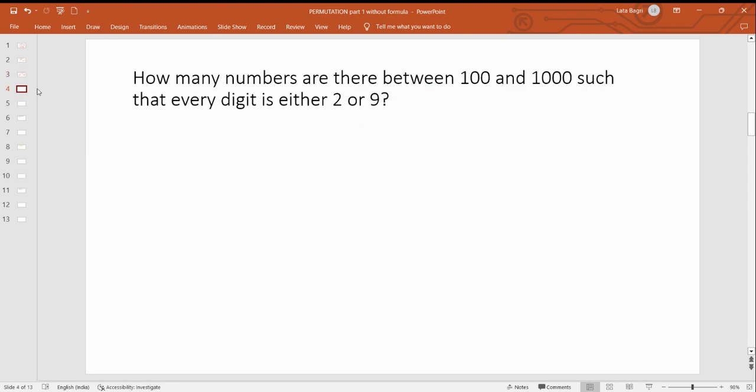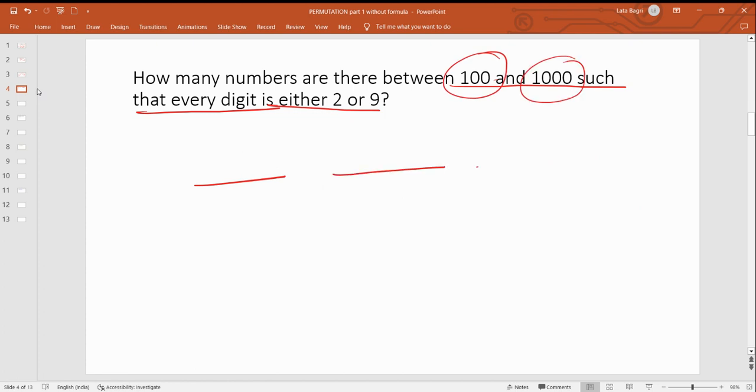Let's look at another sum. How many numbers are there between 100 and 1000 such that every digit is either 2 or 9? Numbers between 100 and 1000 are going to be 3 digit. Now we have to fill the hundreds place, tens place, and ones place. I can fill the hundreds place in two ways. It can either be 2 or 9. So I have two options.